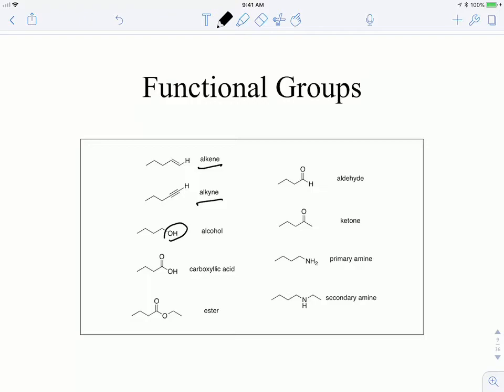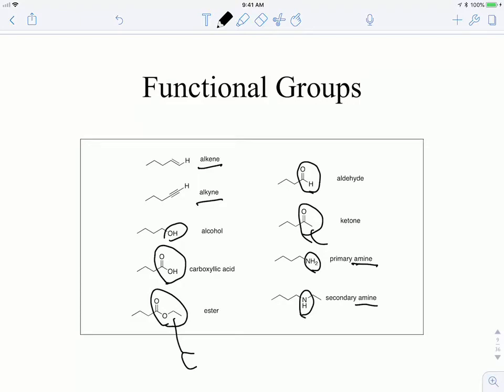Then there's many functional groups that contain carbon-oxygen double bonds. A carboxylic acid is a carbon-oxygen double bond that's also bonded to an OH group. An ester is a carbon-oxygen double bond that's bonded to an OR group. So there's no hydrogen here, there's a carbon. An aldehyde is a carbon-oxygen double bond that's bonded to a hydrogen. A ketone is like an ester, but there's a carbon here bonded to the carbon-oxygen double bond. Then we're going to have a primary amine, which is this NH2, which means that the nitrogen is only bonded to one carbon, and a secondary amine, which has a single NH bond and two nitrogen carbon bonds.